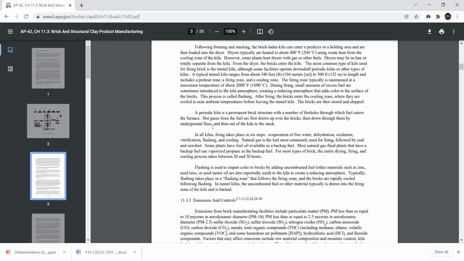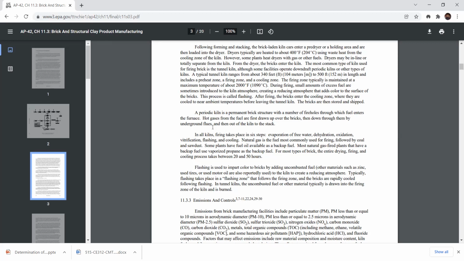A typical tunnel kiln ranges from 340 feet or 104 meters to 500 feet or 152 meters in length, and includes a preheat zone, a firing zone, and a cooling zone. The firing zone is typically maintained at a maximum temperature of about 2000 degrees Fahrenheit or 1090 degrees Celsius. During firing, small amounts of excess fuel are sometimes introduced to the kiln atmosphere, creating a reducing atmosphere that adds color on the surface of bricks. This process is called flashing.